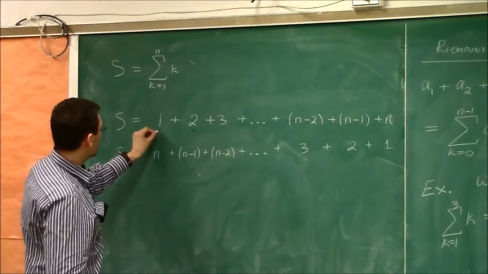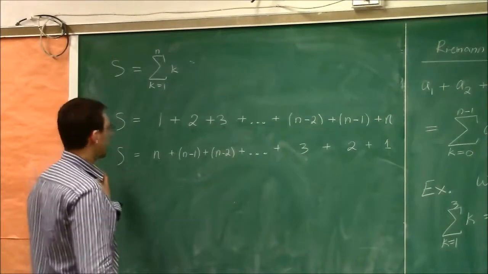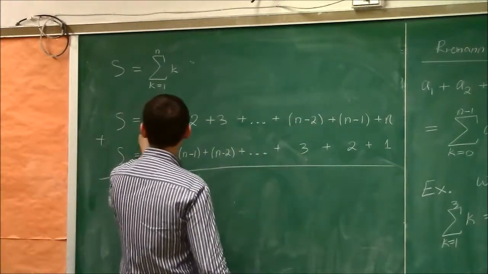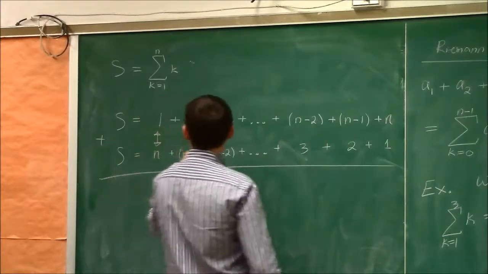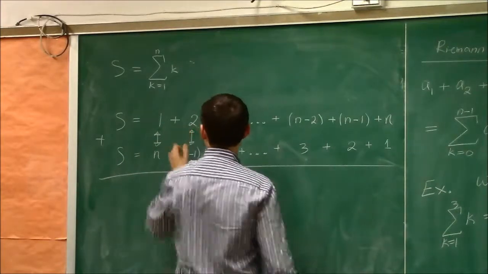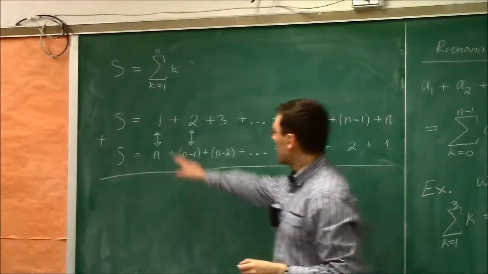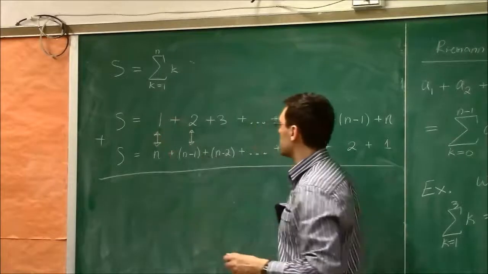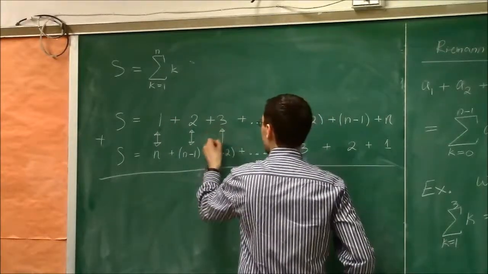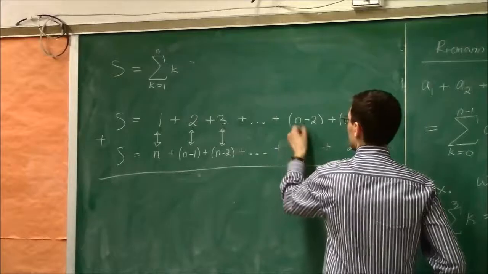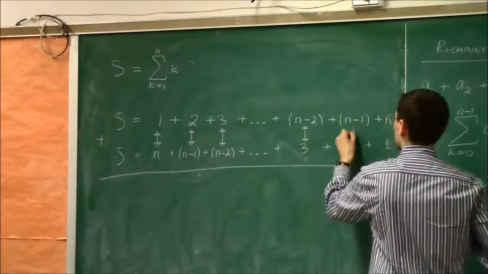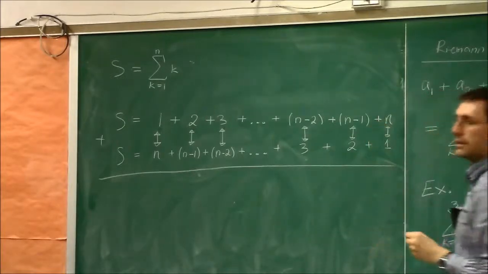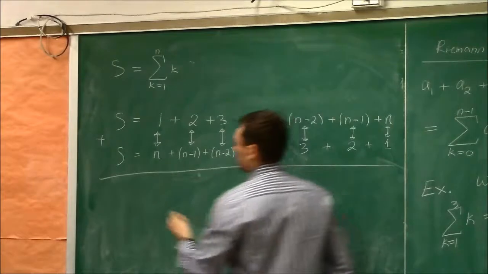So observe that if I add column-wise, the sum in the columns is the same, right? This is 1, this is n. This grew by 1, this decreased by 1. So the sum in each column is the same. Do you see that? So S plus S is equal to 2S.